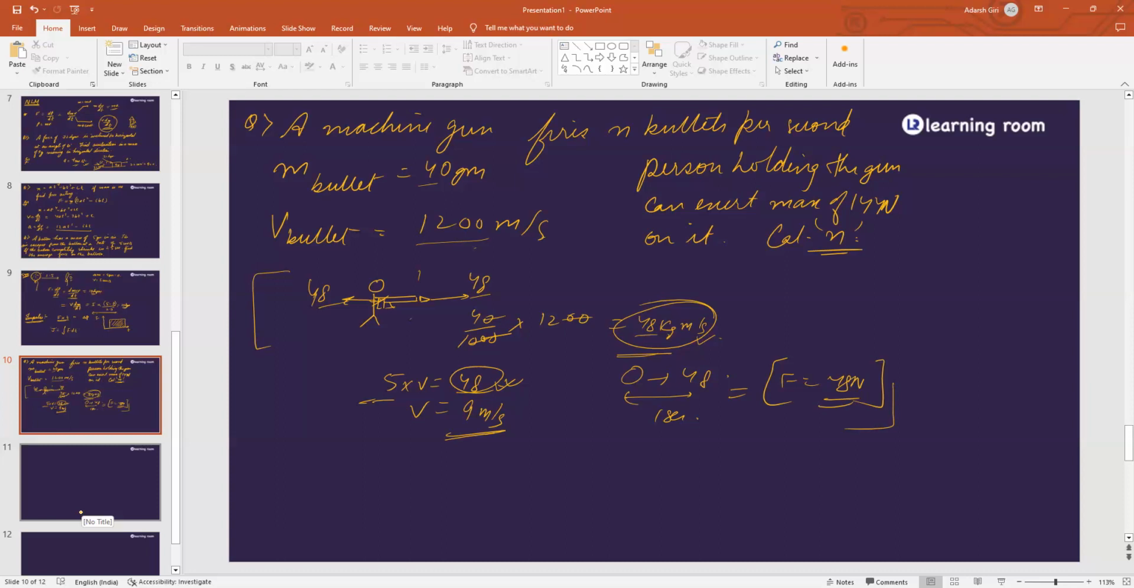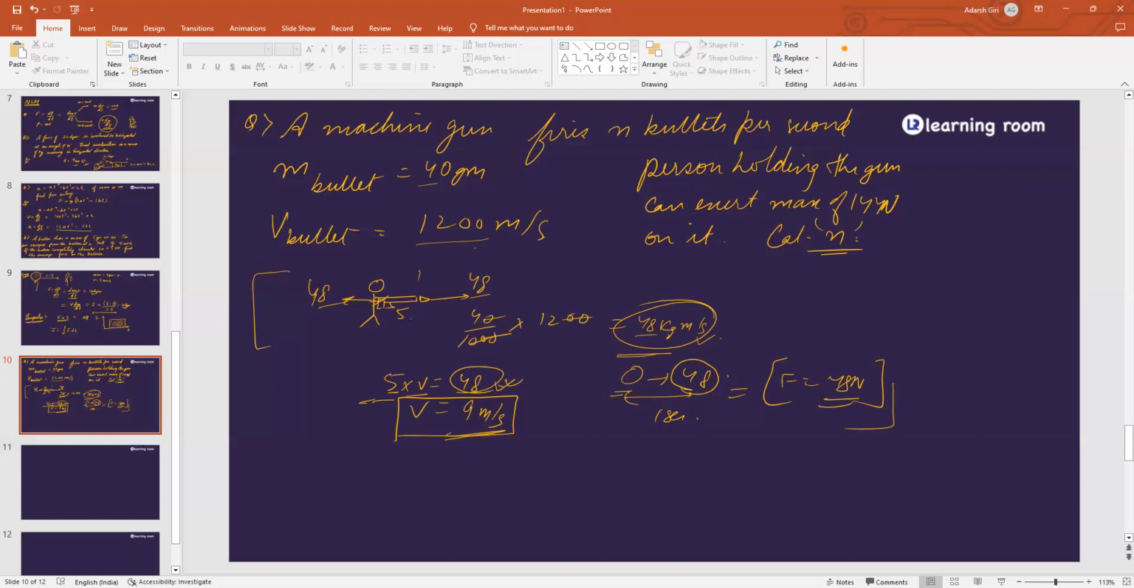So let us assume that the mass of the gun was 5 kg. So 5 into V is 48. That means the velocity acquired by the gun will be 9 meter per second. With that, the gun will acquire 48 kg meter per second momentum, because initially it was 0. If we assume that the gun fires one bullet per second, it will be a change from 0 to 48 kg meter per second momentum per second. That will be the force.